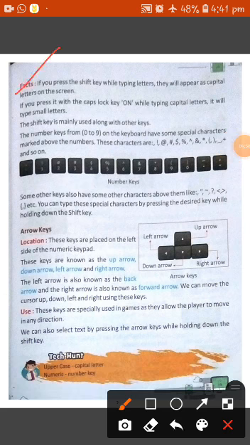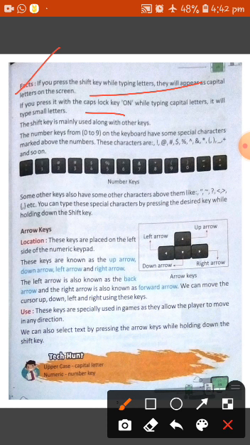Now, facts. If you press the shift key while typing letters, they will appear as capital letters on the screen. And if you press it with the caps lock key on while typing capital letters, it will type small letters. The shift key is mainly used along with other keys, like the number keys from 0 to 9 on the keyboard, which have some special characters marked above the numbers.